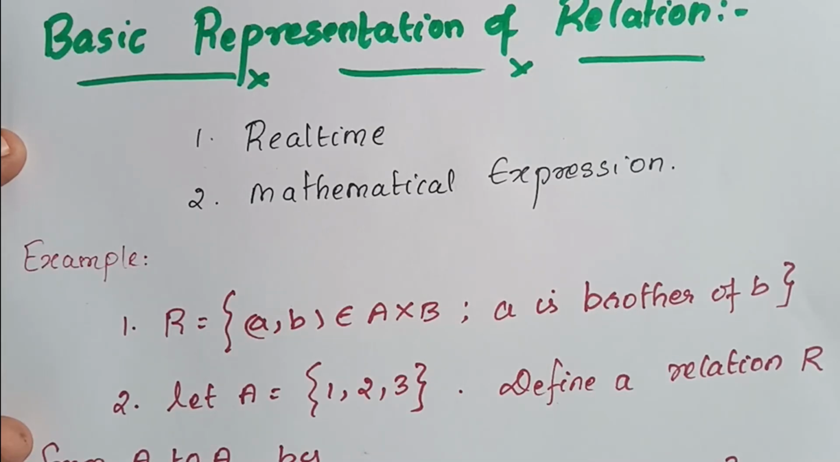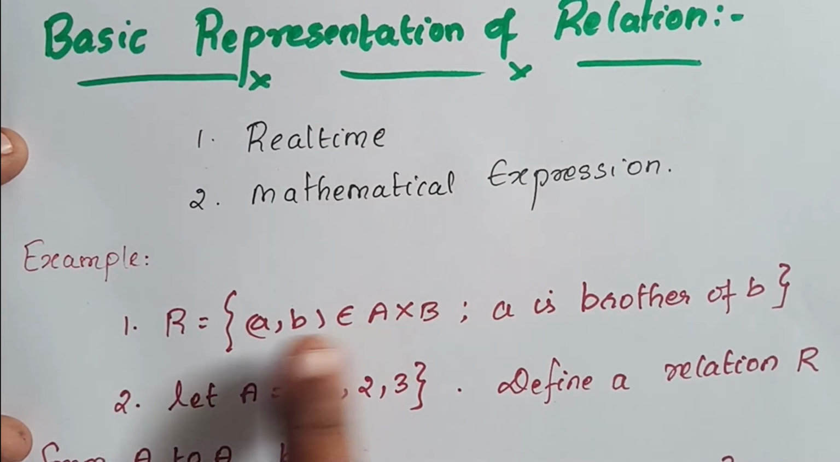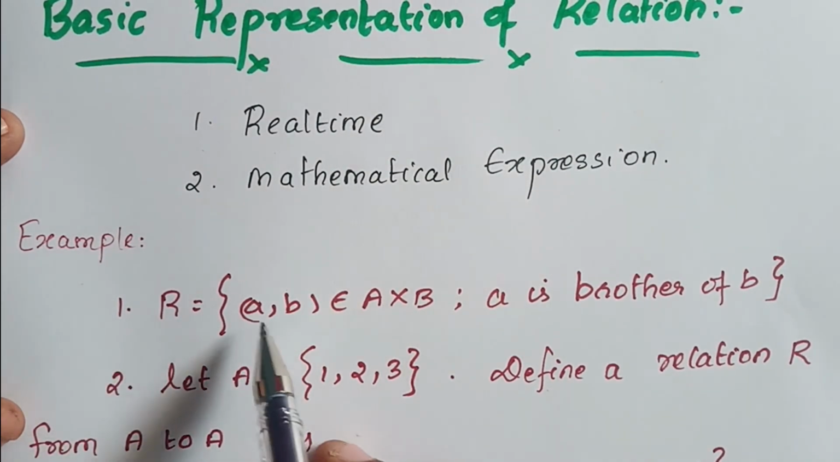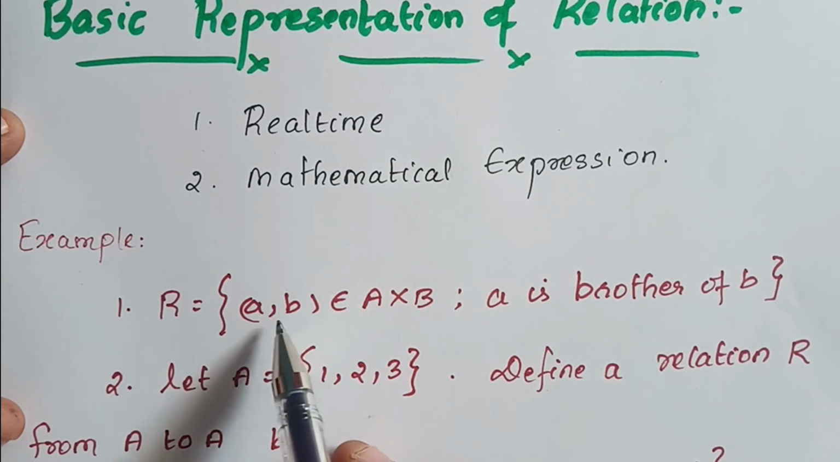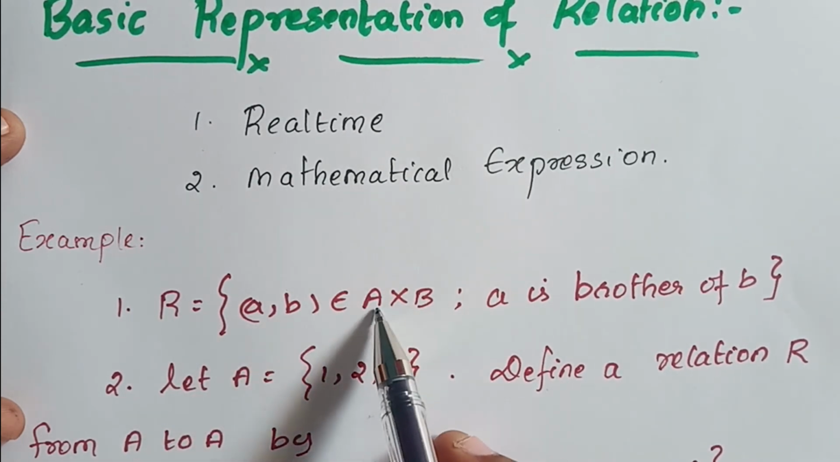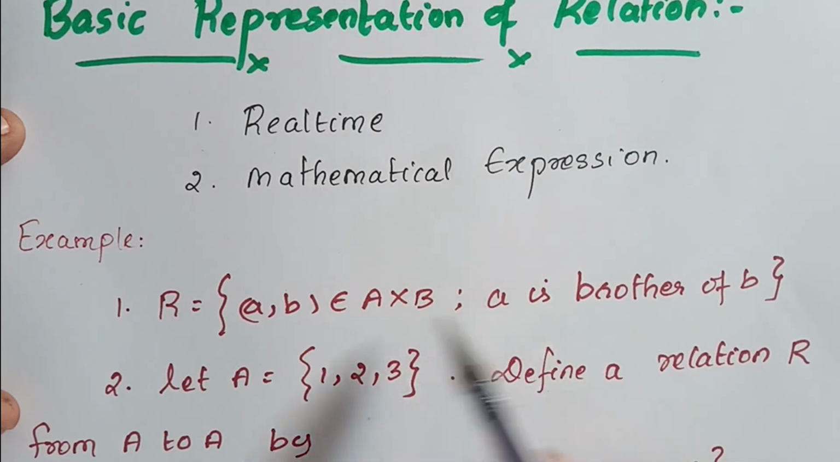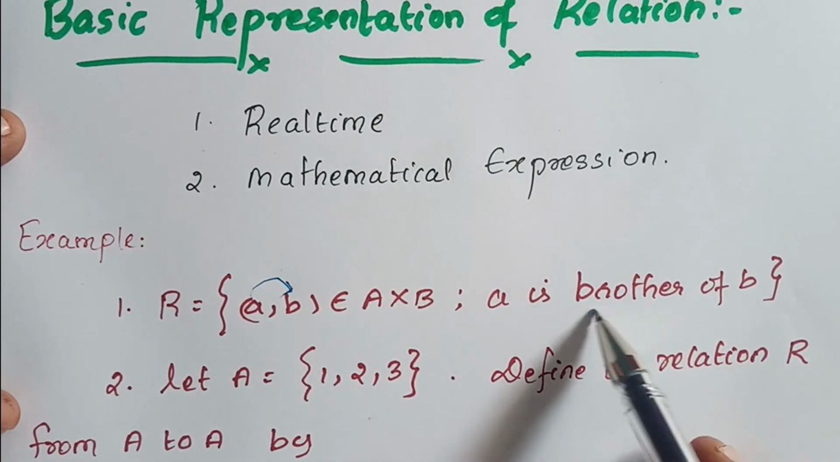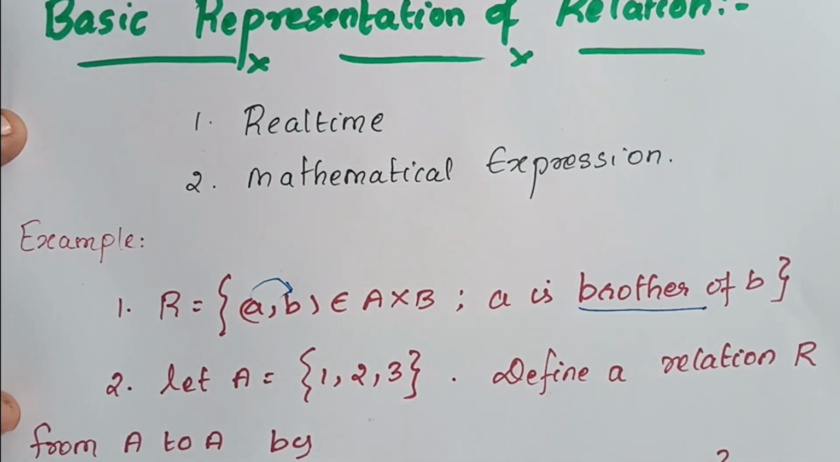Next subtopic is basic representation of relation. How is this relation represented? They use two methods to represent a relation. The first one is real-time examples. The second one is mathematical expression. For example, you see this example. This is a relation that belongs to A comma B, that is, an element that belongs to the Cartesian product of both sets A and B. A is the brother of B. So the relationship between A and B is the brother of. So this is a real-time example.